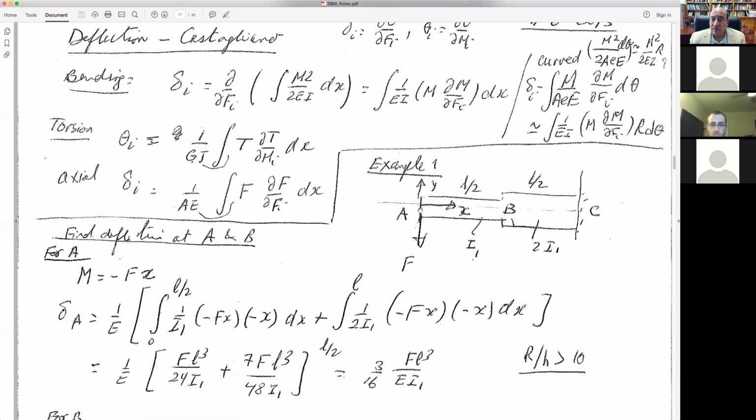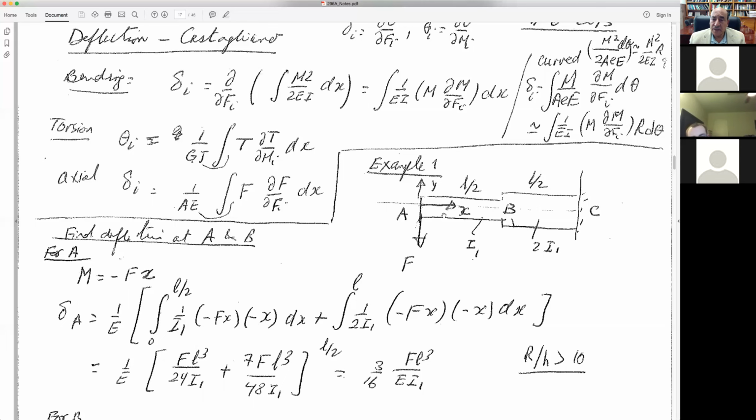In this problem it is very simple. The F is down. For X, you take it from a convenient coordinate center, and in this case I'm going to put the coordinate center at A. That gives me the moment equal to minus F times X. Immediately, I take the derivative with respect to F, not with respect to X, and that gives me minus X. So I have the two functions: one is the moment, and the other is its derivative with respect to the force.